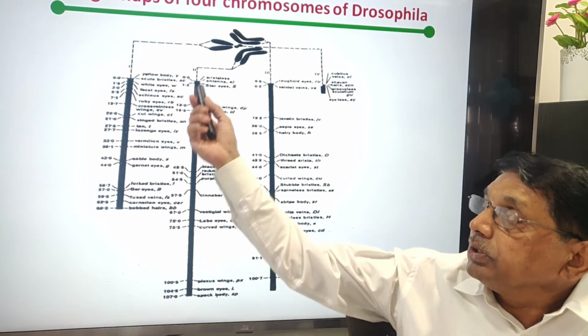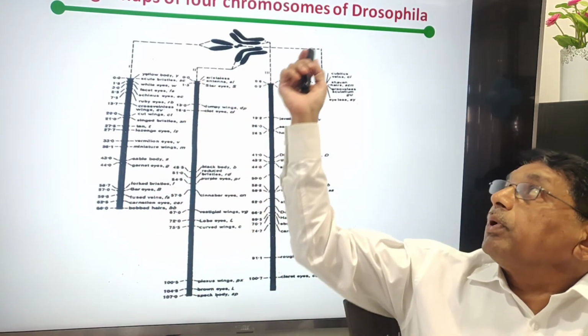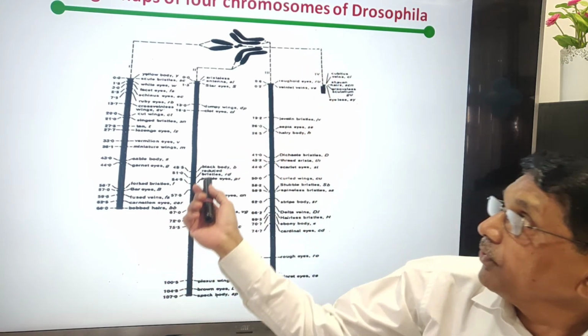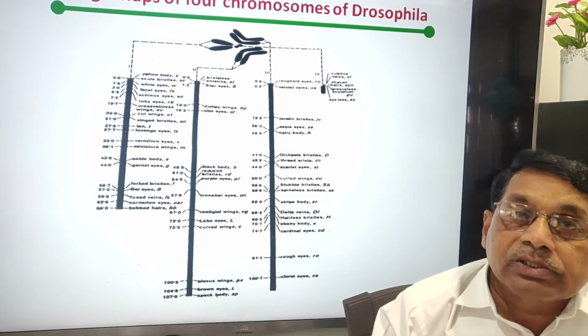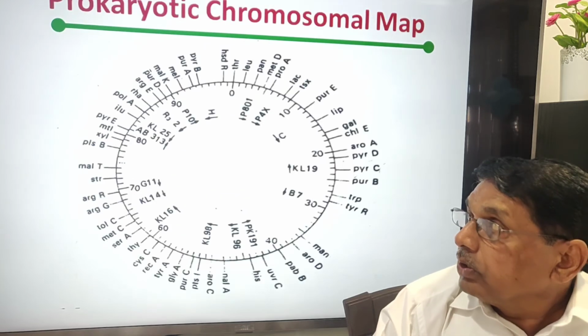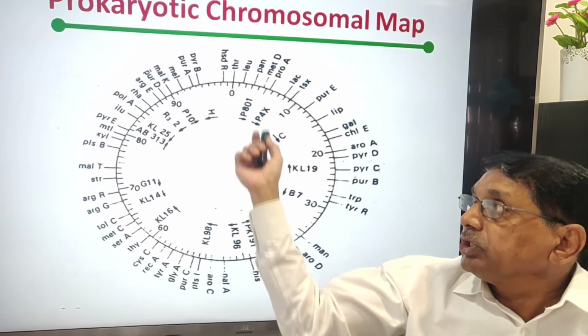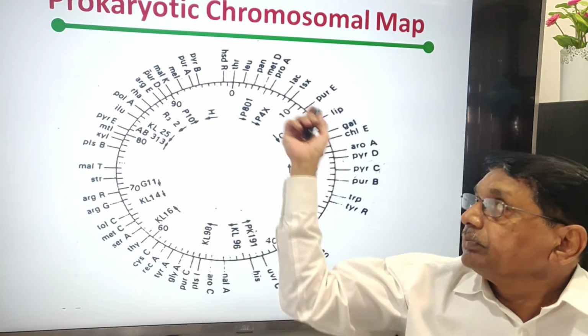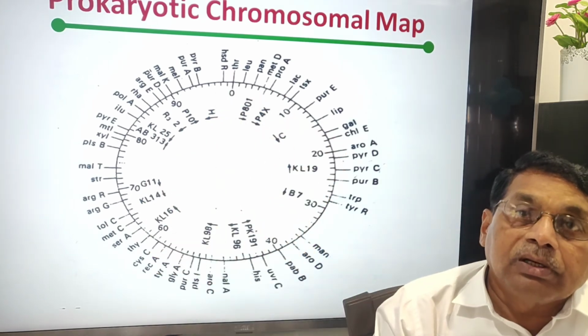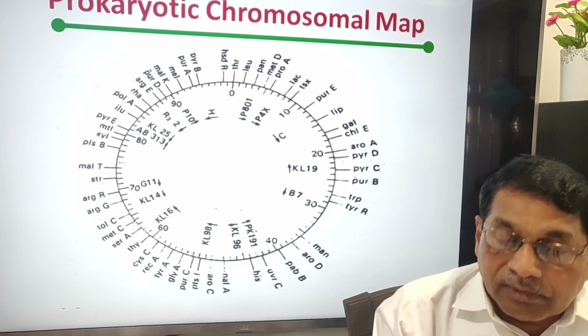So this is the linkage map or chromosome map of Drosophila, which has 4 pairs of chromosomes. And this is a prokaryotic chromosome map, with different genes and their locations based upon the recombination frequencies.